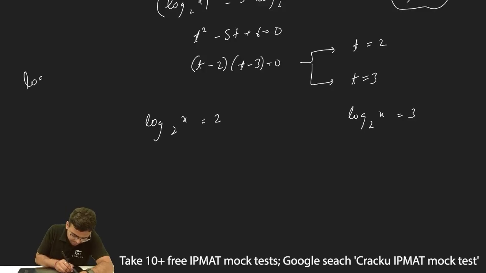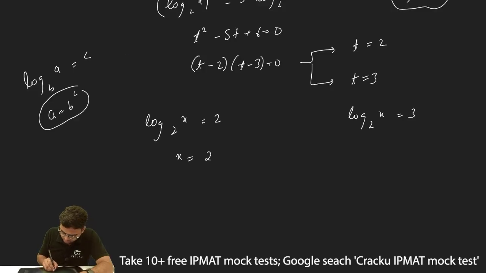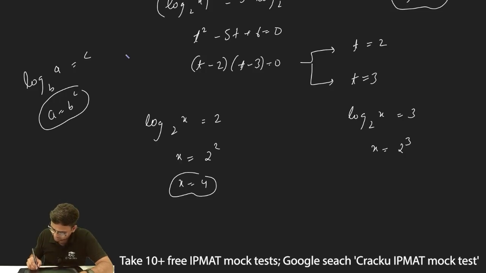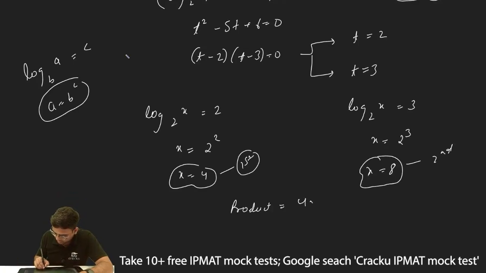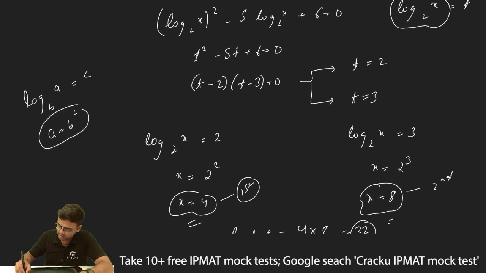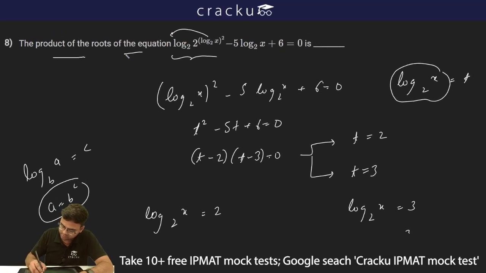Now we know if log a to the base b is equal to c, then a can be written as b to the power c. Thus x can be written as 2 to the power 2, and x is equal to 4. This is the first root of the equation. x can be written as 2 to the power 3, so x is equal to 8. This is the second root. The product of the roots will be 4 into 8, which is equal to 32, and therefore the product of the roots of the given equation will be 32.